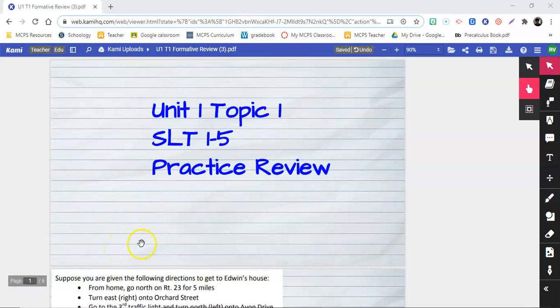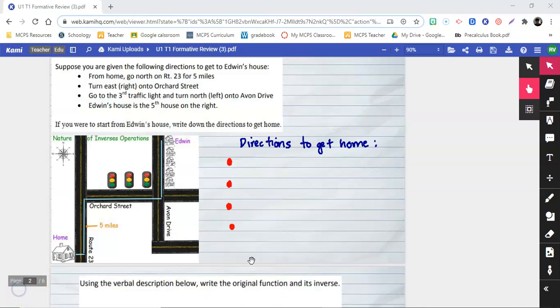This video is to help you revisit the skills from Unit 1, Topic 1, SLT numbers 1 through 5, the inverse relations. Let's take a look at our first example, applying the concept of inverse in given directions in a real-life scenario.